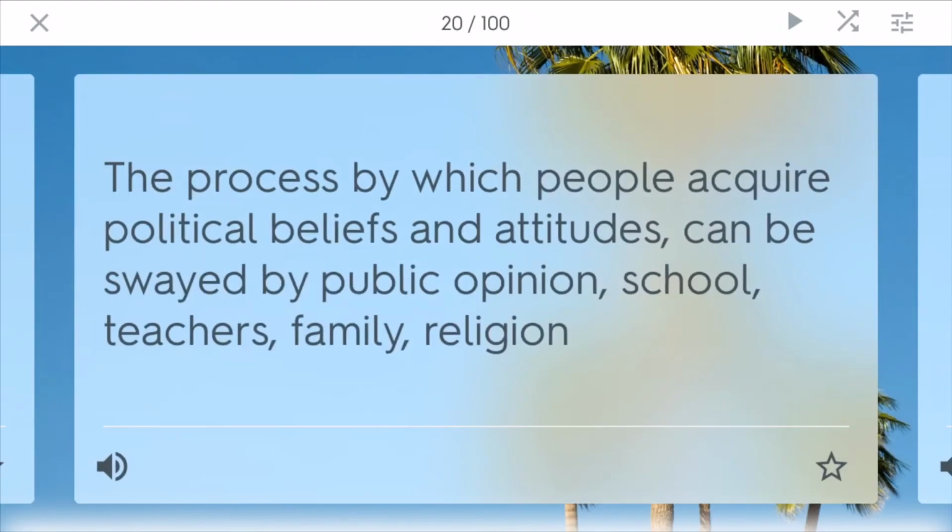Political socialization. This is the process by which people acquire political beliefs and attitudes, and most commonly it happens in young people. And it can be swayed by many different factors such as public opinion, school, things that teachers will teach them, family. So many families might have a set of ideologies that they grow up with, and also religion, because religion can oftentimes tell us how to live or give us guidelines for ways to live.